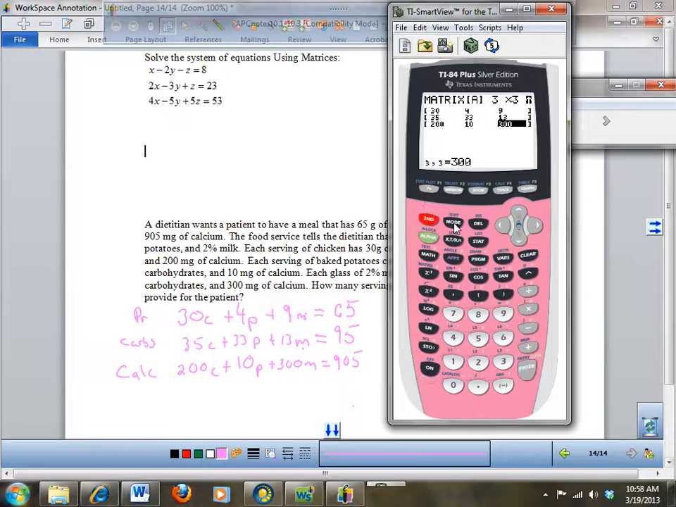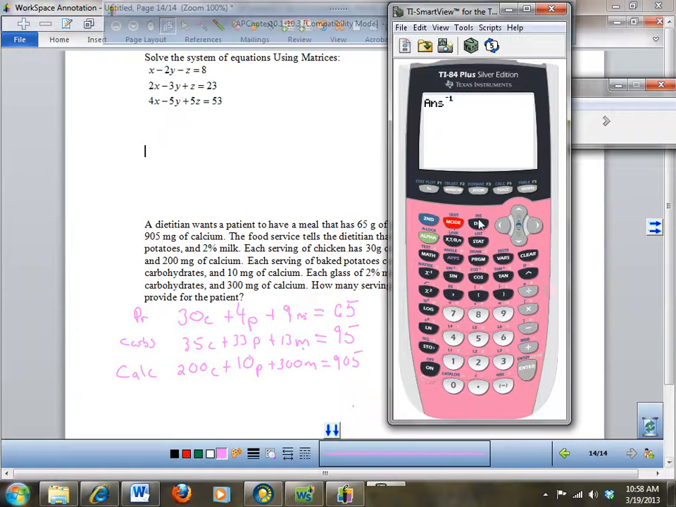Okay, then I'm going to go second quit, and I'm going to go to second matrix, and I'm going to go to edit matrix B. So I'm going to go down, and then I'm going to put in those three numbers. I'm already at a 3 by 1. So I'm going to go in here and go 65, 95, and 905. Alright, and there's my matrix B, and I'm going to go second quit.